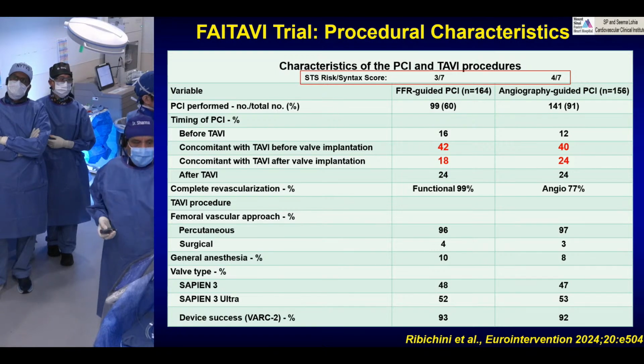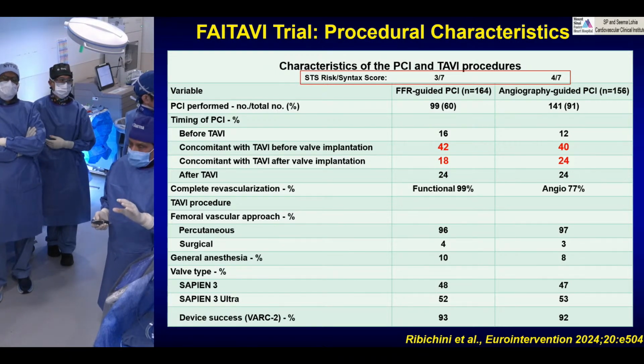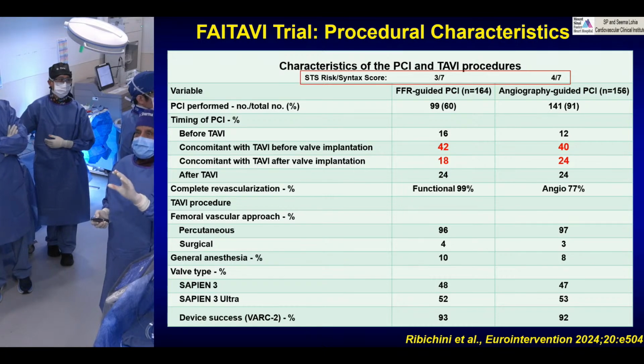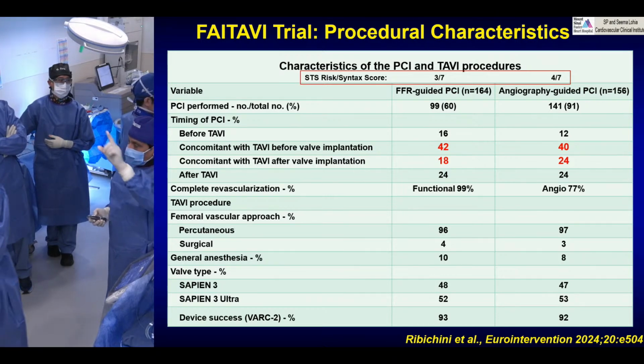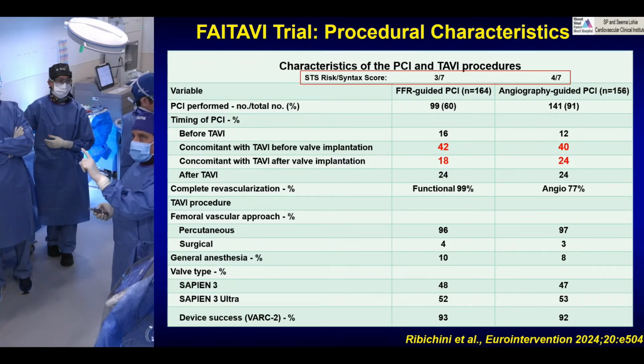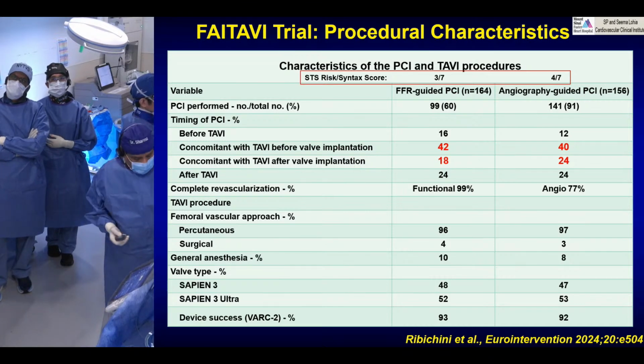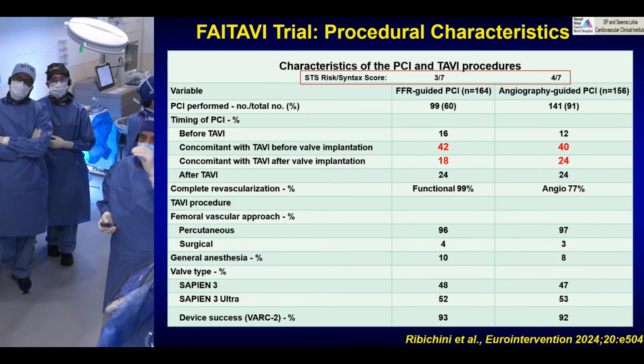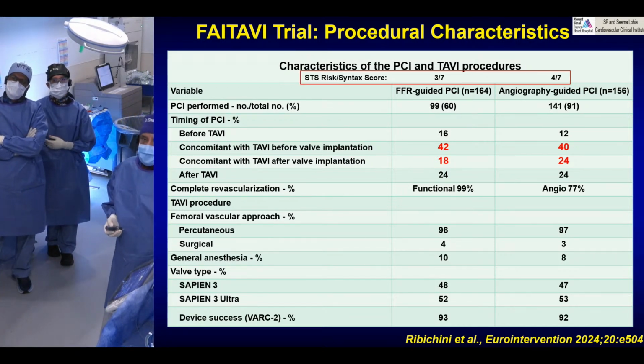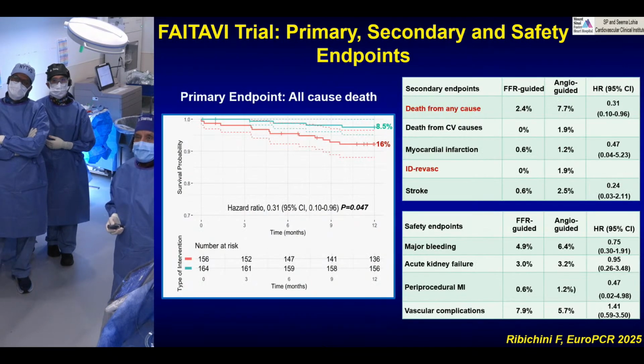Similar to our FAME 2 trial, FAME 1 actually, there is a one-third decrease in FFR-guided PCI. So that was 63% compared to 98% in FAME 1, and here it is 91 versus 60%. Clearly, FFR makes you put in fewer stents despite the significant lesion. All these were the SAPIEN valves, general anesthesia very small. And what were the findings?